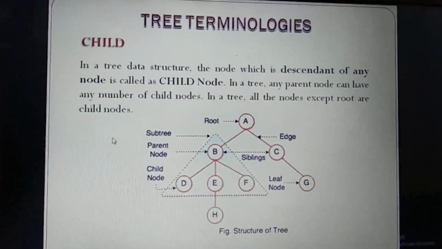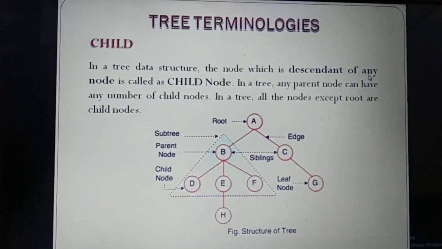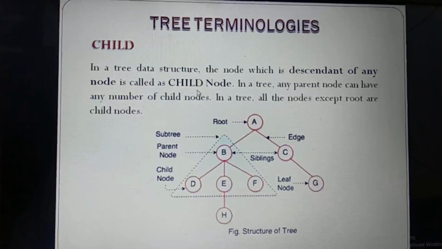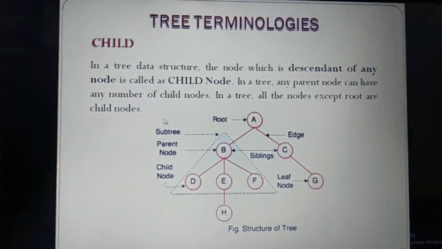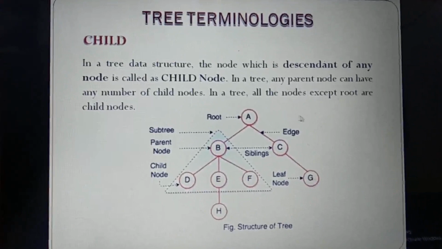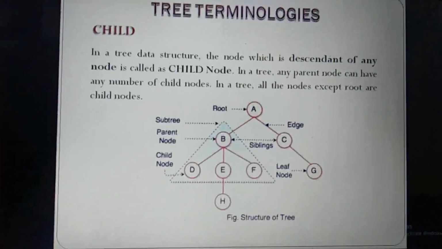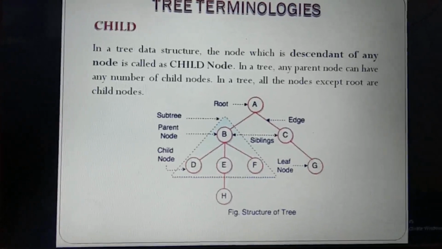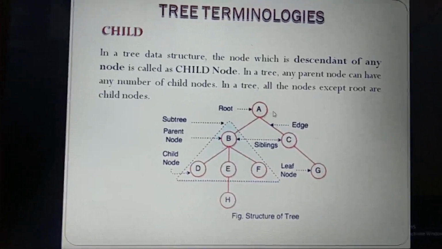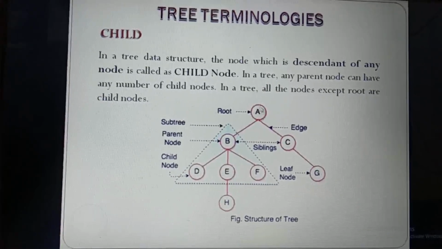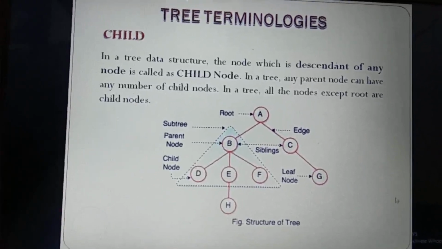Next one, child node. In a tree data structure, the node which is a descendant of any node is called a child node. In a tree, any parent can have any number of child nodes. All the nodes except the root are child nodes, because the root is the first node. All the nodes except the root are called child nodes.